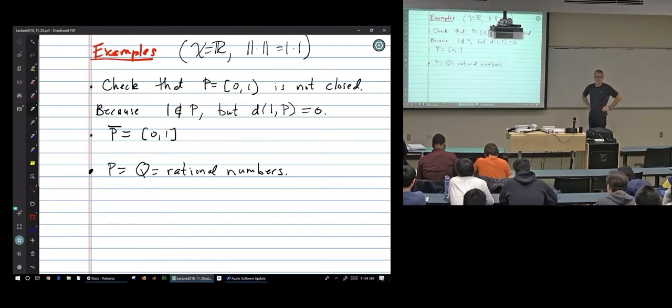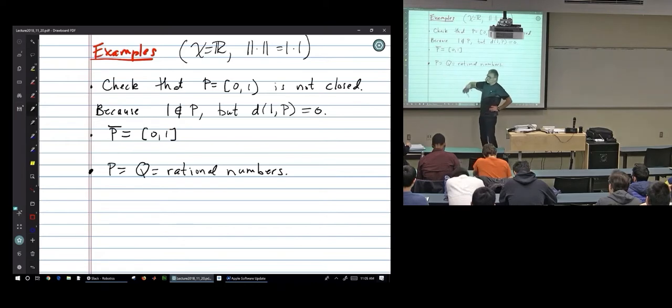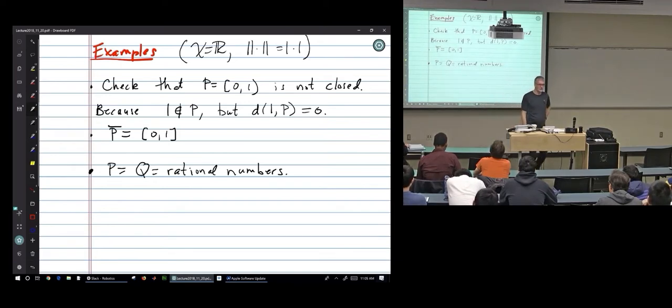Okay, are the rational numbers closed? Are they open? Are they neither? Okay, so how would we check, for example, that this set is not closed? Can we find a number in the reals that is not a rational, but yet is distance 0 from that set?